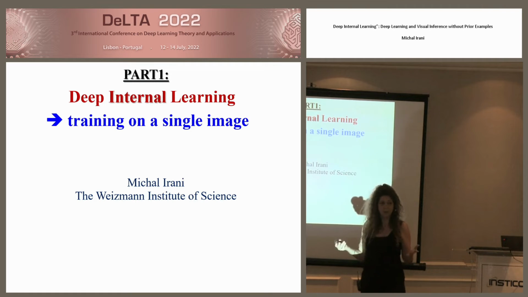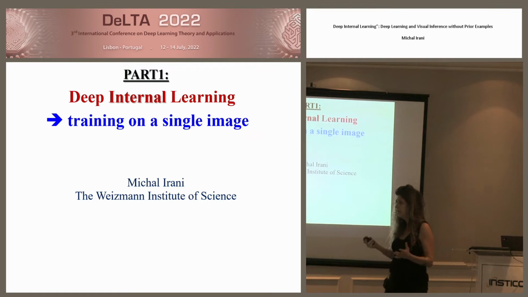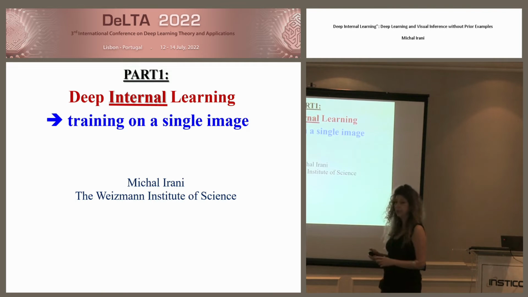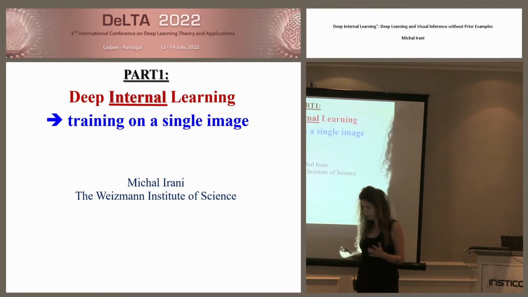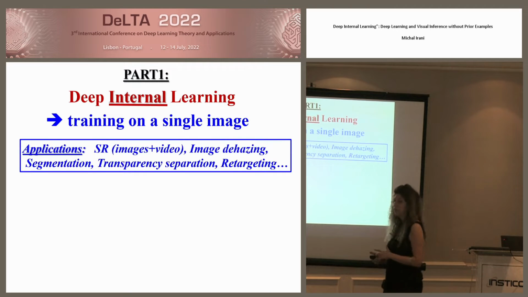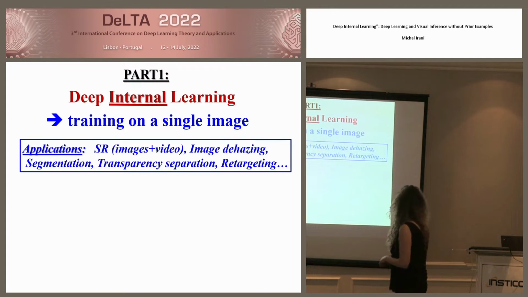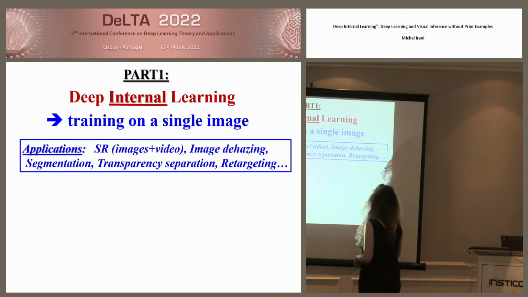But what happens if we don't have enough training examples? Or what happens if our test data is outside the distribution of our training examples? In those cases, deep learning fails miserably. And what I'd like to show you today is how we can often resolve these problems by replacing external learning with internal learning. And as you'll see, this gives rise to lots of applications, including spatial super resolution in images, temporal super resolution in video, image dehazing, segmentation, transparency separation, image retargeting, and more.